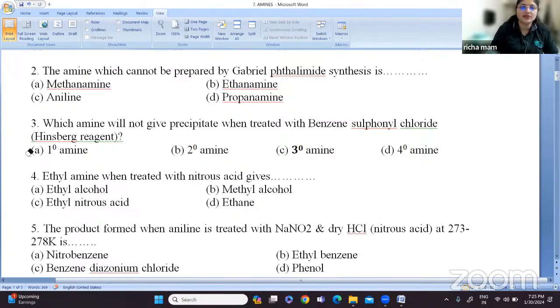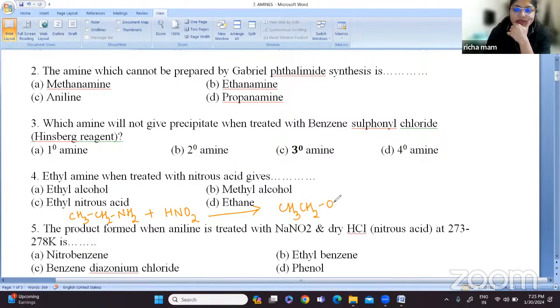Ethylamine, again I'll write the structure of ethylamine here. Ethylamine is CH3CH2NH2. When treated with nitrous acid, that is HNO2, we get CH3CH2OH. It will form a diazonium salt, then it forms ethyl alcohol. So the answer is A. We have seen this. Yes, Vedvati has also answered it right. It is A. Good. So we'll move forward.